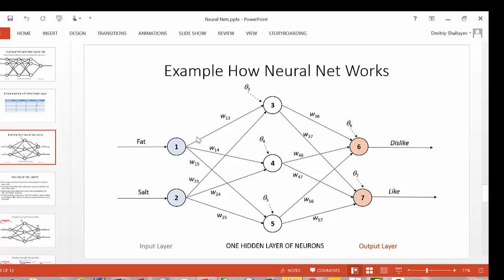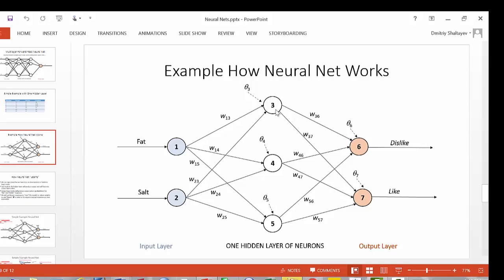Remember what I told you: the signals converge. We multiply them by the weights, we add the intercept theta, and that's what happens. We have to process the signal, take all these inputs and convert them into the output. So there should be a transfer function, or activation function as it's also called.